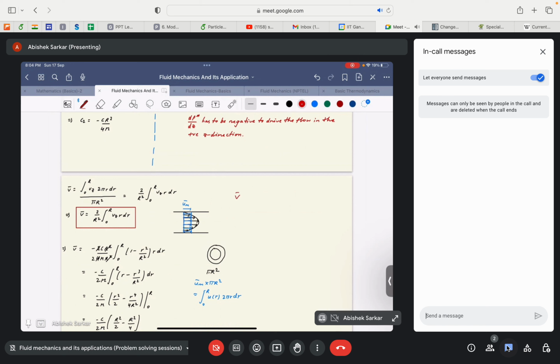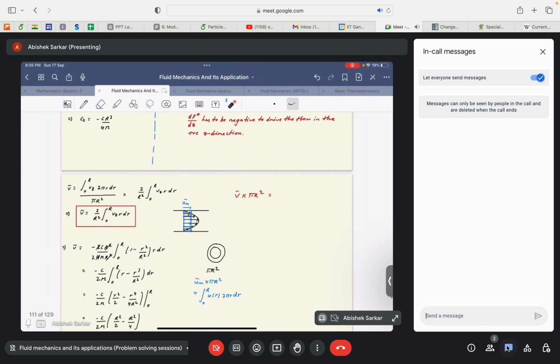So v bar into pi r square, because this is a constant velocity, a constant inviscid velocity profile that would have sustained the same volume flow rate as in the case of a viscous flow, right? What I'm basically trying to say is that this inviscid velocity profile would have sustained the same volume flow rate that is being sustained by the viscous velocity profile, okay.